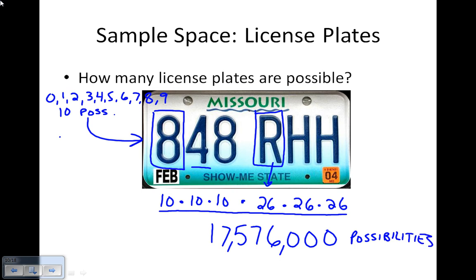for license plates. And that makes sense, because when you think about all the cars on the road in any given state, you need to have a lot of possibilities so that you don't have repeats. Hopefully this has been a good introduction. Now you're going to try some of these on your own and then with a partner.